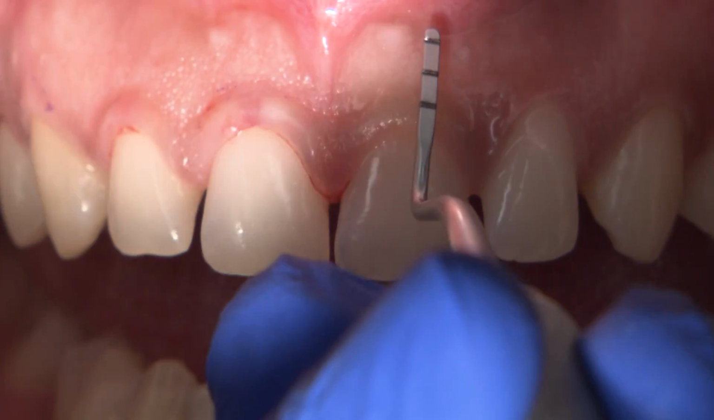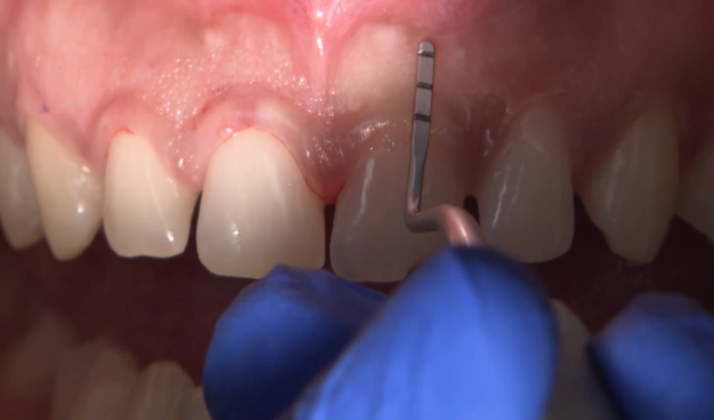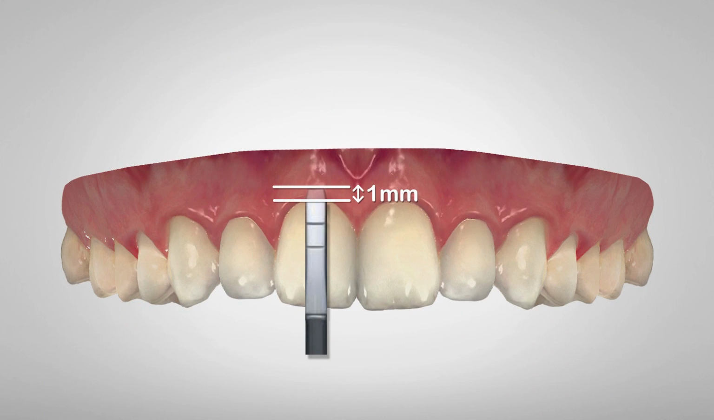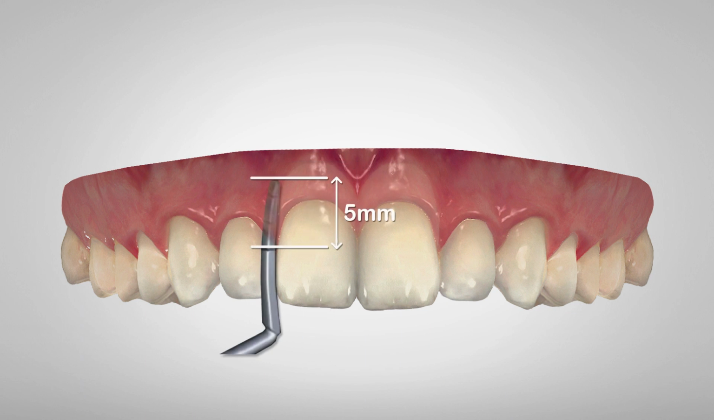There are 3 markings you can see on this bone sounding gauge. First marking denotes an average sulcus depth of 1 millimeter. Second marking denotes the mid-facial osseous crest location, which is about 3 millimeters on average. The third marking denotes 5 millimeter interproximal bony peak.